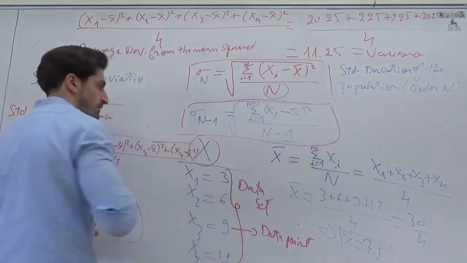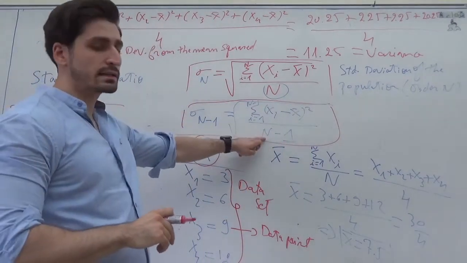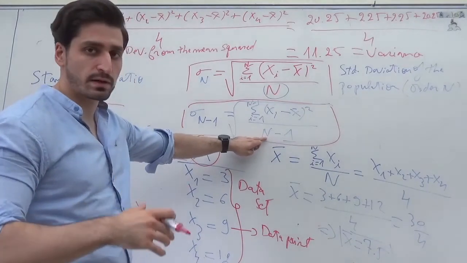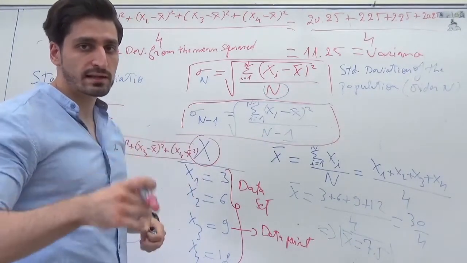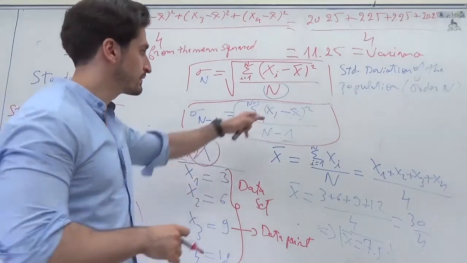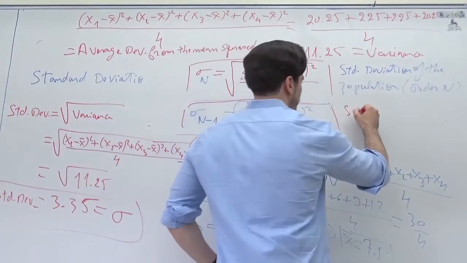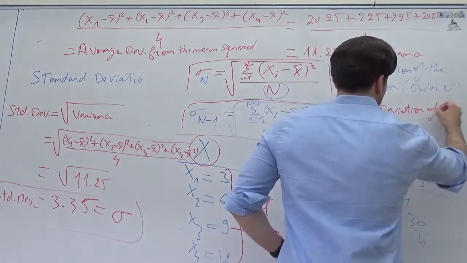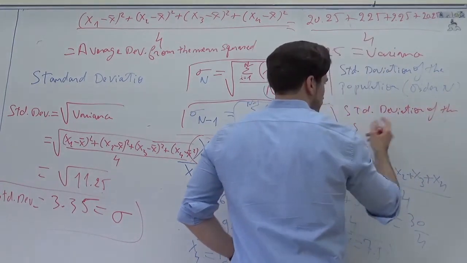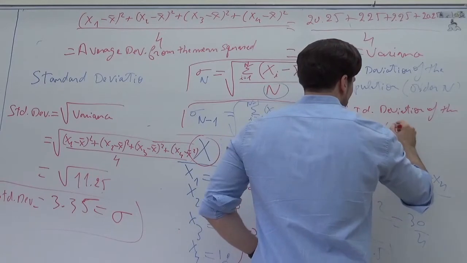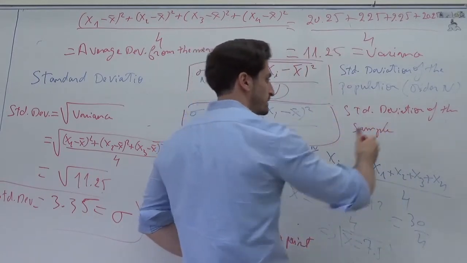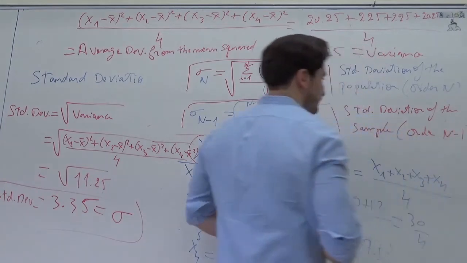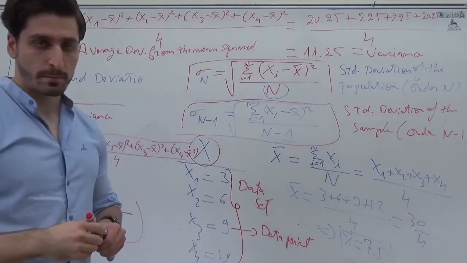So as we can see over here, we are no longer taking the entire population into account, but rather we are considering a sample of n minus 1 trials out of the entire population, and therefore we refer to that equation as a standard deviation of the sample, which is taken out of the population, and the order of the standard deviation in that case is going to be of order n minus 1.